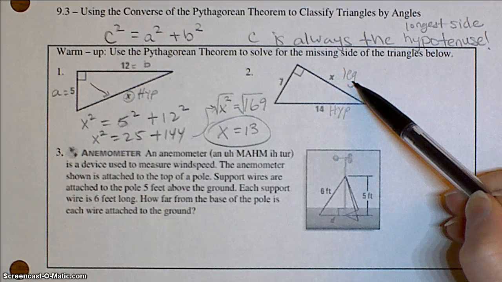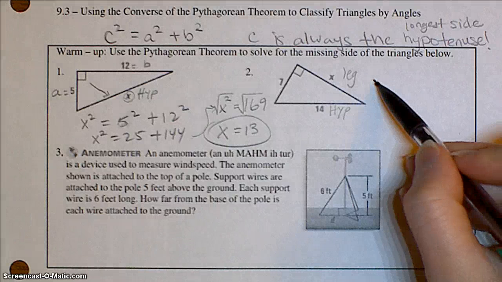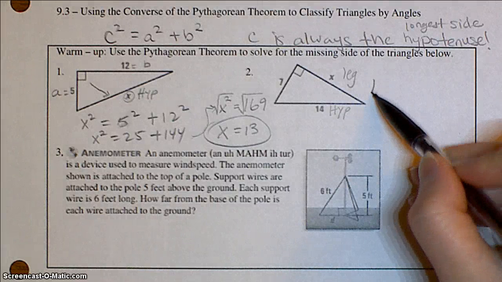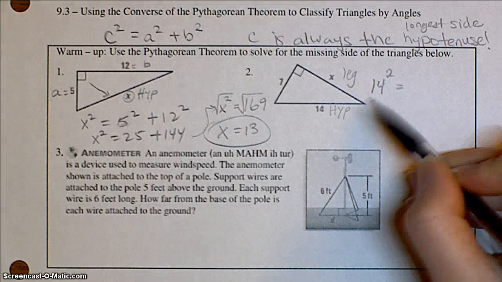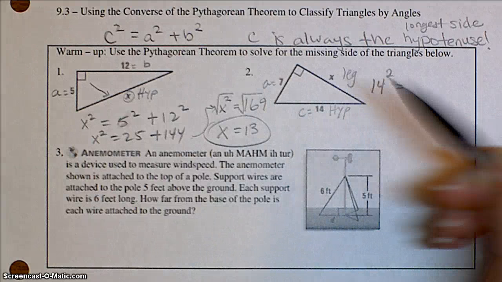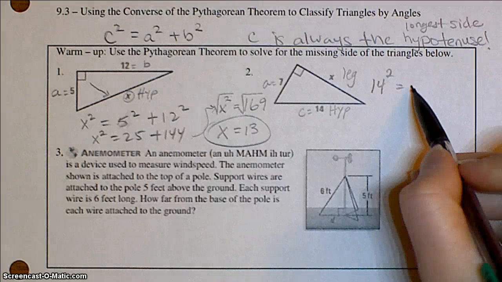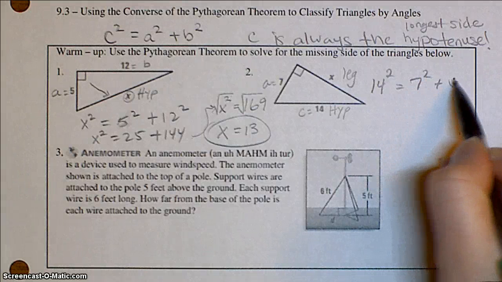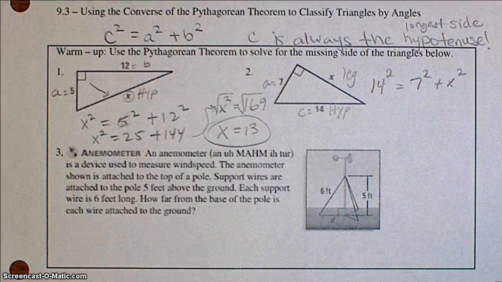Number 2 is really similar, but instead of solving for the hypotenuse, we're solving for a leg. So when you plug this into the Pythagorean theorem, you should put 14 squared, because that's C, and then the other leg, x. 7 squared plus x squared. Then you're going to use the same process that we did in question number 1 to get x squared by itself, and then square root both sides so that x is alone.